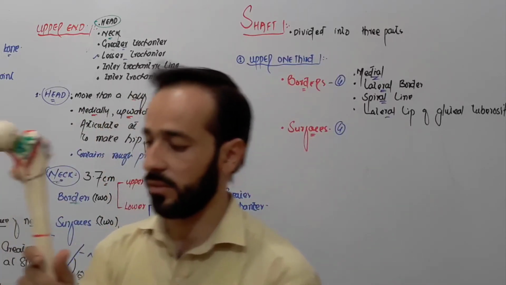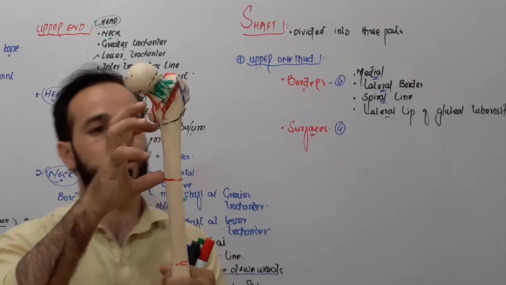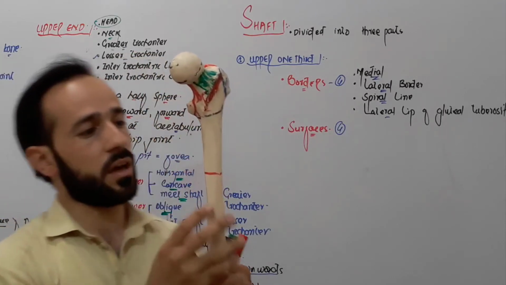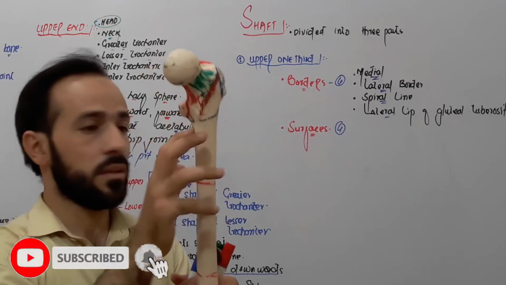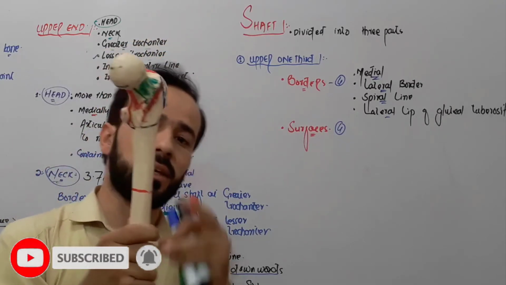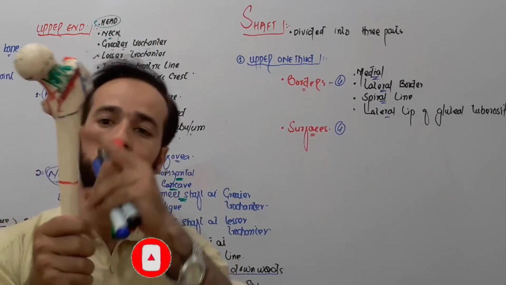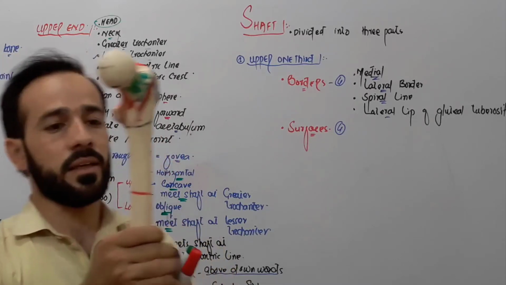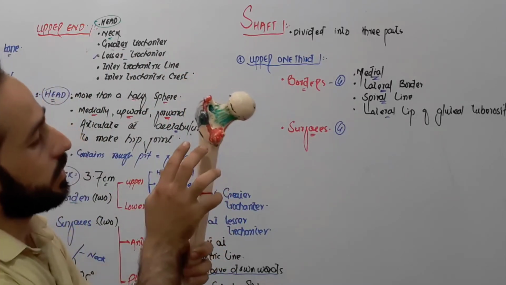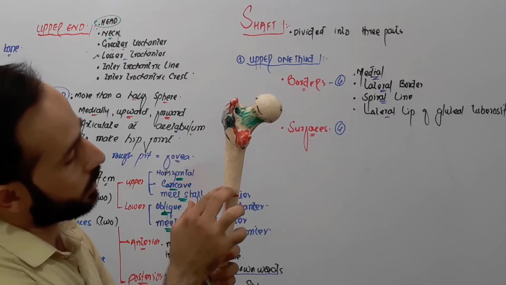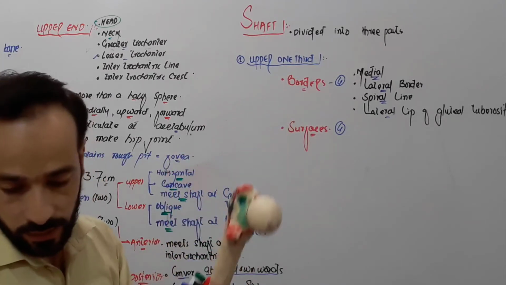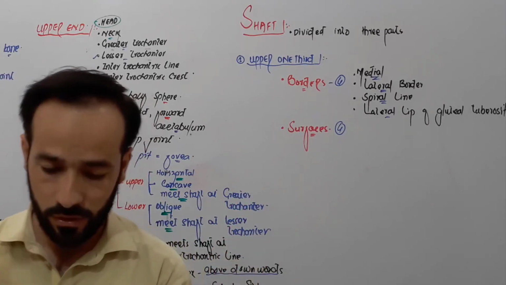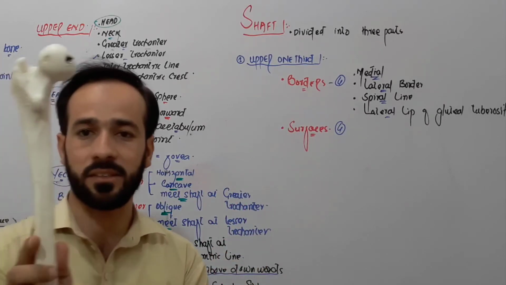Let me show you here. This is the left femur. We are discussing this upper 1/3. So the upper 1/3 has a medial border, right? Then it has a lateral border, right? Then if we look posteriorly, 2 lines join together and make the linea aspera, right? I will show that later, and we can see it clearly in this model.